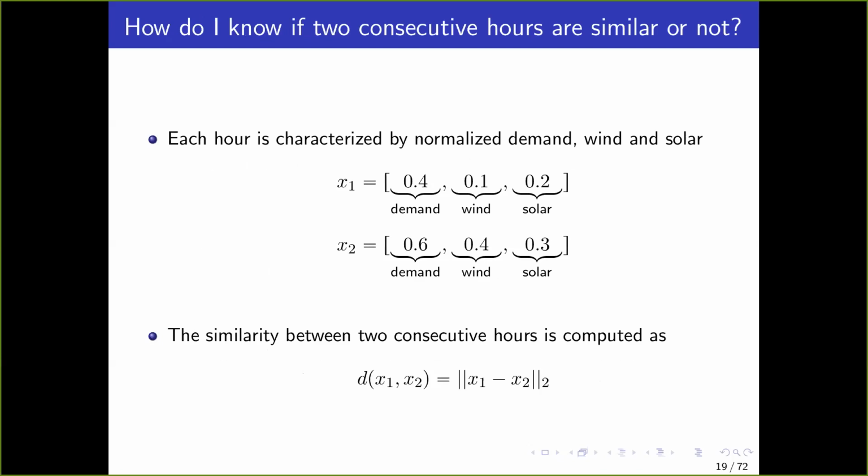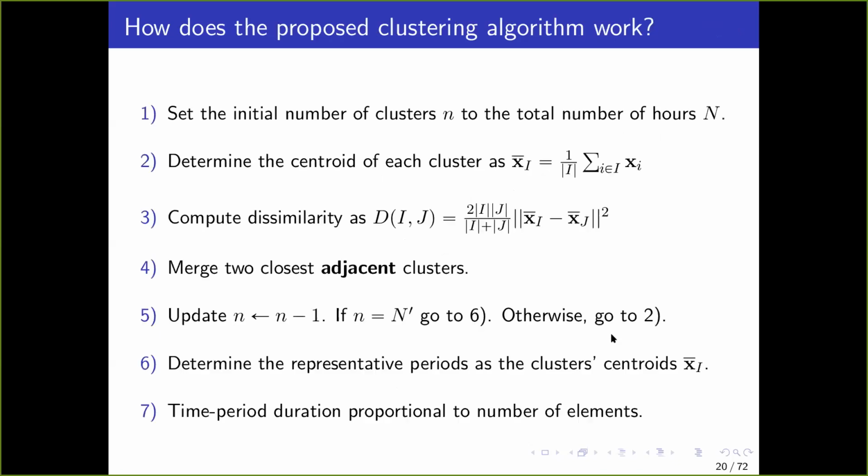So it's pretty similar to the other approach. If you think about it, we are just taking 2 hours. So now each hour is characterized by a demand value of wind and solar, for example. And then the similarity between 2 consecutive hours can be computed as the 2 norm, for example. Then what you do, again, we are going to use 2 weeks, so that's 336 hours. So that's the initial number of clusters. So each hour is just 1 cluster. We determine the centroid as before.